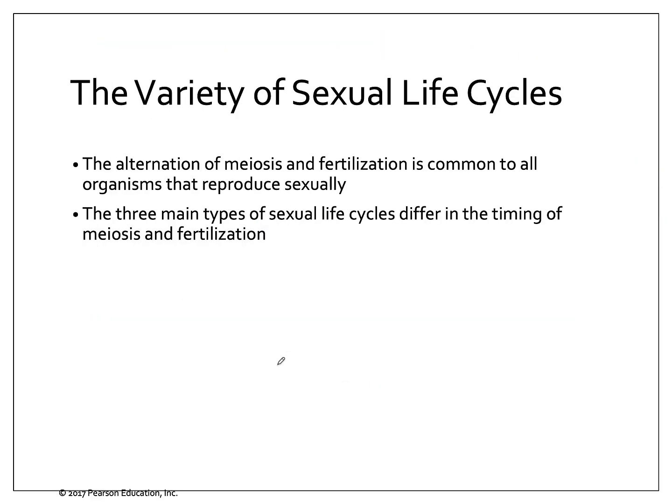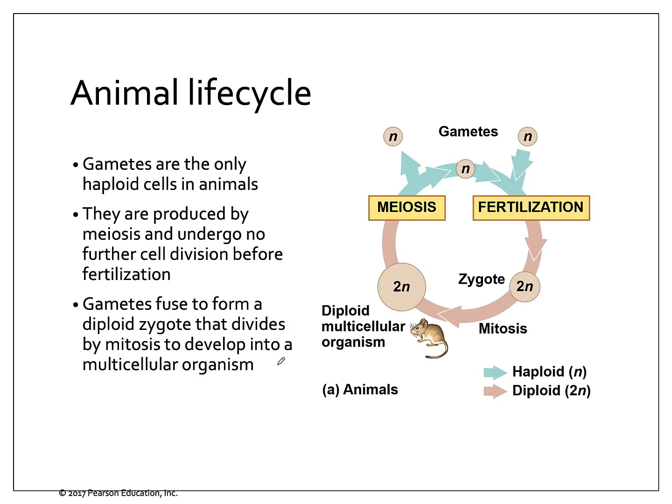There are other sexual life cycles. You're probably most familiar with the human life cycle, which is the animal life cycle, which is what we just went through, where we have gametes, so we might have an egg and a sperm from two different individuals come together and form fertilization. We then create this diploid individual.